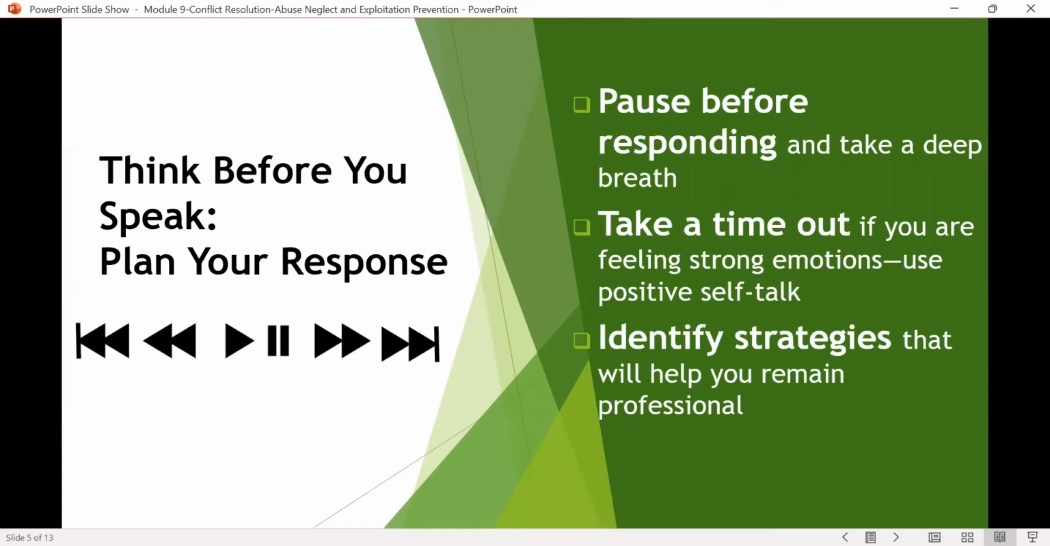You can take a break or a timeout when you are feeling strong emotions. During these times, use self-talk by saying something like, I want a positive resolution, even though I'm angry right now. Whatever strategies you use, it is wise to plan your response in ways that will allow you to remain professional and move toward resolving conflict in a way that benefits everyone.